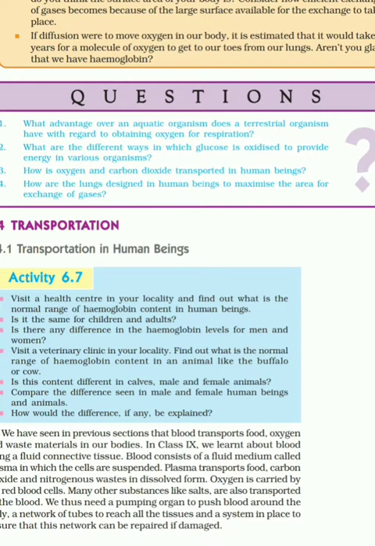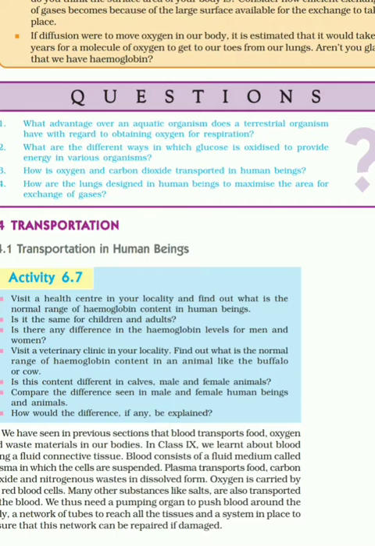Then question number 3, how are oxygen and carbon dioxide gases transported in human beings? Oxygen and carbon dioxide are transported in human beings with the help of the respiratory system. You have to explain the respiratory system, how diffusion will not work, and how in the lungs we have a special organ called alveoli which are responsible for exchange of gas. In this question you have to explain your respiratory system.